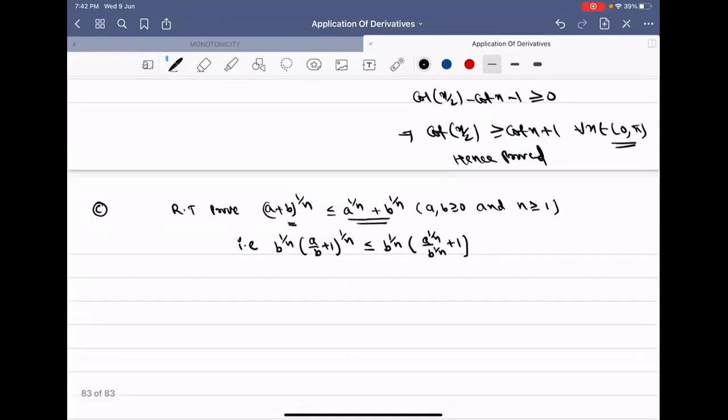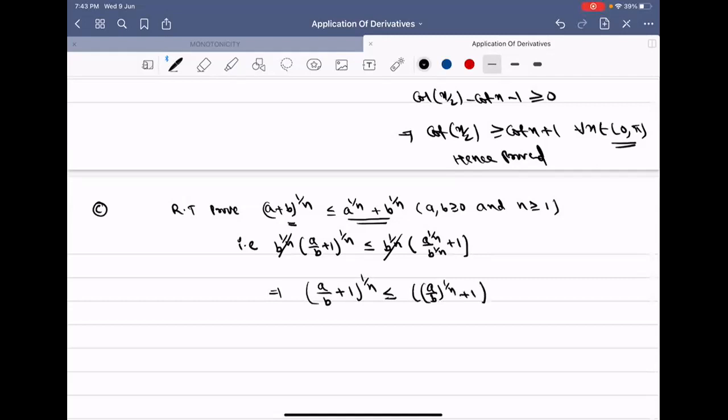Now b is greater than or equal to 0, n is greater than or equal to 1. Therefore, b^(1/n) is positive. We can cancel because it's positive. That implies (a/b)^(1/n)... that is, (a/b + 1)^(1/n) is less than or equal to (a/b)^(1/n) + 1. Clear?